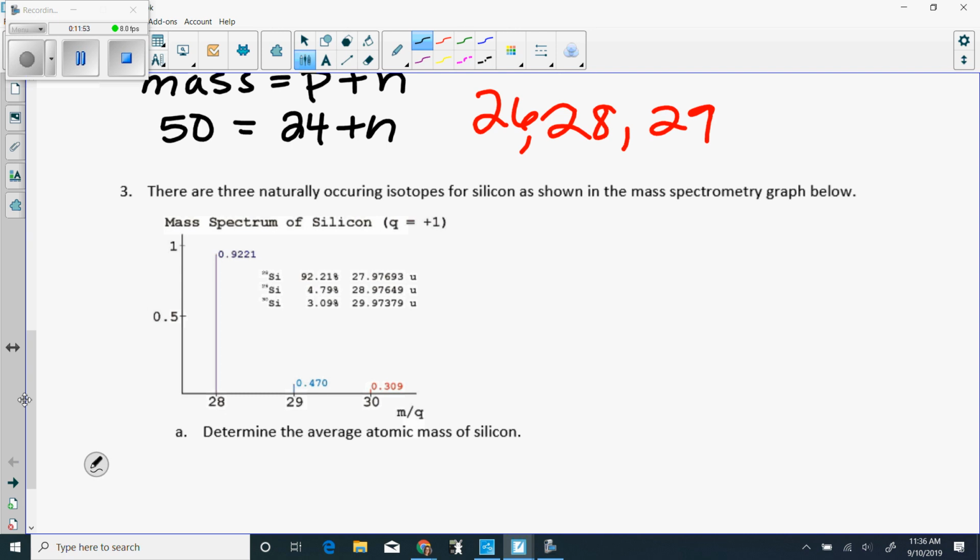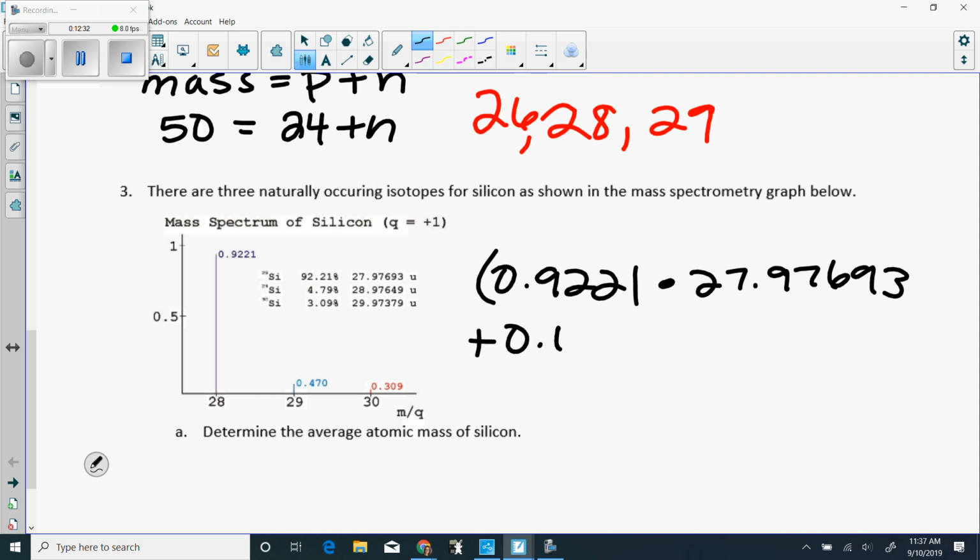So when we take a look at silicone on the periodic table, this mass number here is an average atomic mass, but it's not like an even average, it's a weighted average. And they get those weights from the mass spectrometry data, okay? So if we wanted to find the average atomic mass, we would not add up these masses divided by 3. We have to account for the abundance. So I would say 92.21%, 0.9221 times the sample weighed 27.9763.